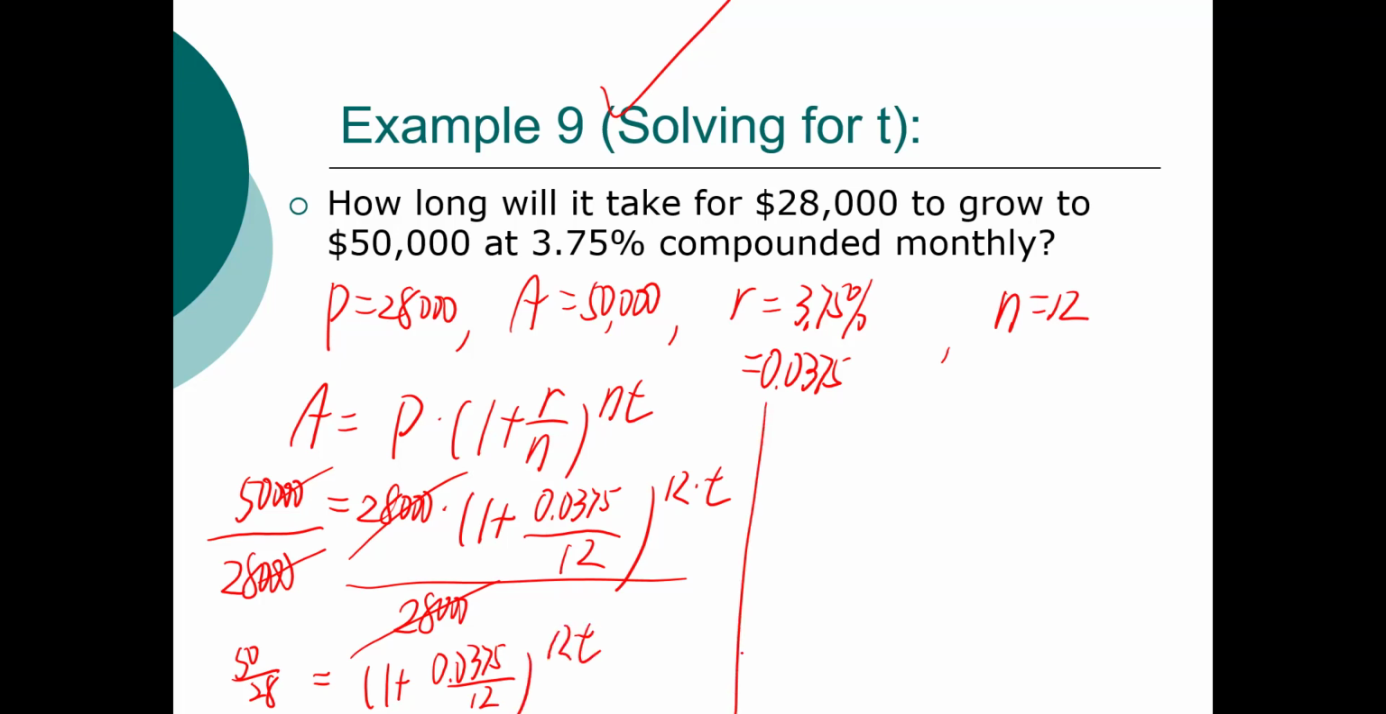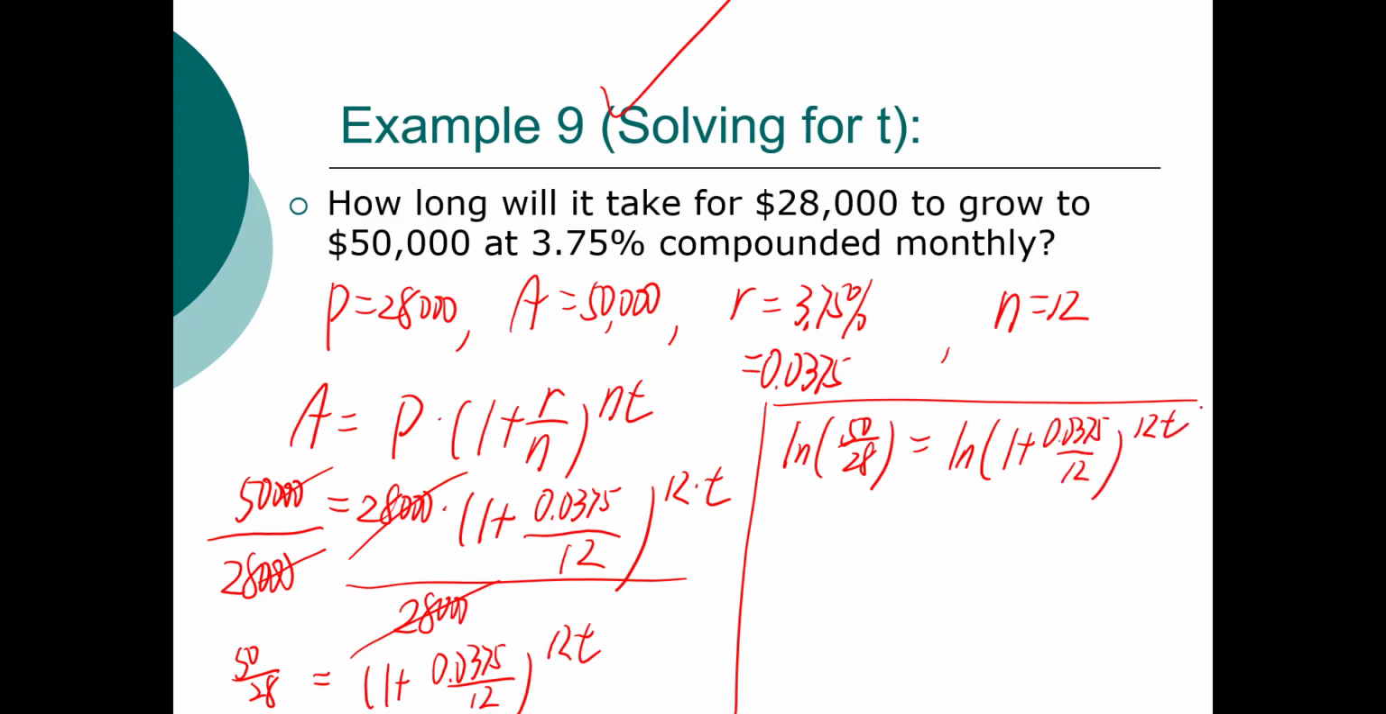Now we will take the ln from both sides of the equation. ln on the left, we get ln of 50 over 28. ln on the right, 1 plus 0.375 over 12 to the 12t. Now 12t goes in front, so on the left is ln of 50 over 28, and 12t goes in front, times ln of 1 plus 0.375 over 12.